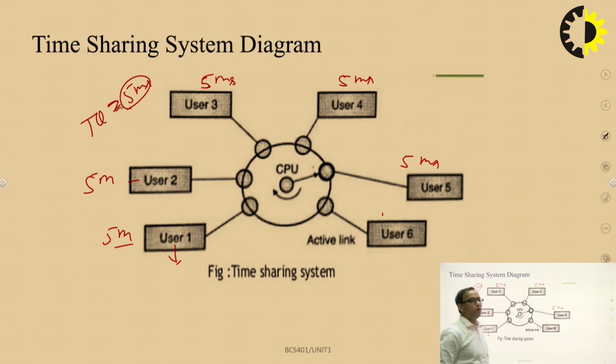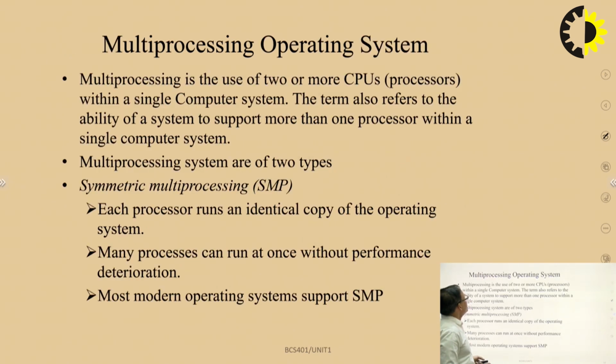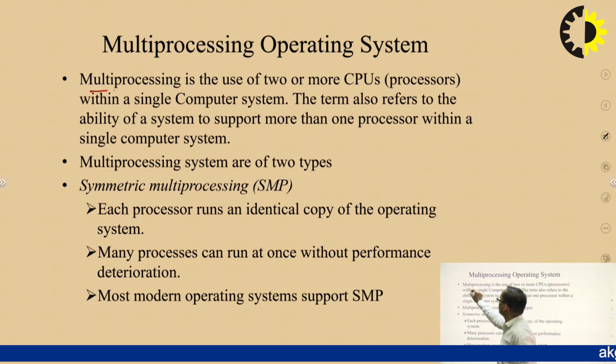So we can define the time sharing system in context to multiple processes, and we can also define the time sharing system in context to multiple users, when there are more than one user of a particular system. Okay. Next is the multiprocessing system, the multiprocessing operating system. So what is the meaning of multiprocessing? There are three terms: multiprogramming, multitasking, and multiprocessing. These three terms look similar, but there is a difference.